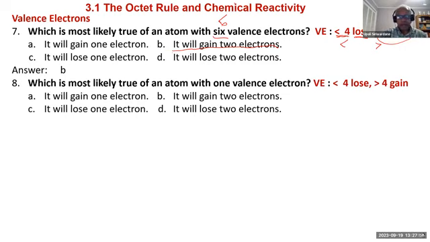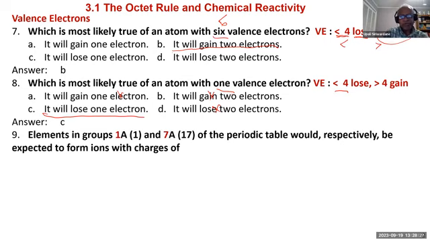What is most likely to be true of an atom with 1 valence electron? It's less than 4. It will lose. How many electrons will it lose? It has only 1. Therefore, it will lose 1 electron. None of these are true statements. Therefore, answer is C.